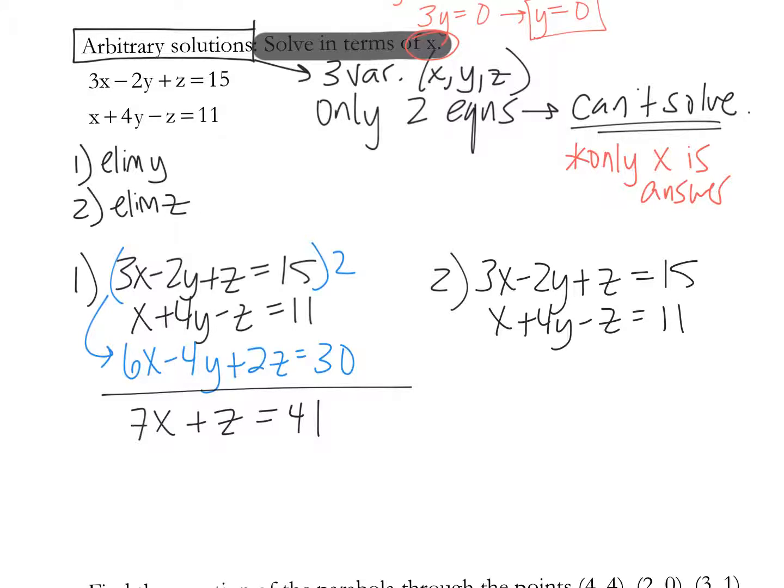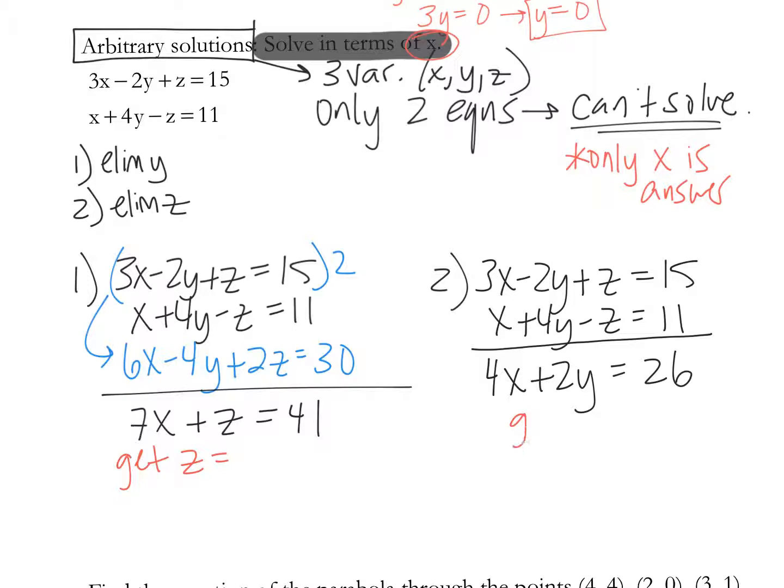I'm just going to copy them real quick. And in this case, I need to eliminate z, but look at this. What's nice about this is that I can add these together right away and the z's cancel. It happened to work out nicely that way. So 3x and x is 4x. Negative 2y plus 4y is positive 2y. And this is going to give me 26.